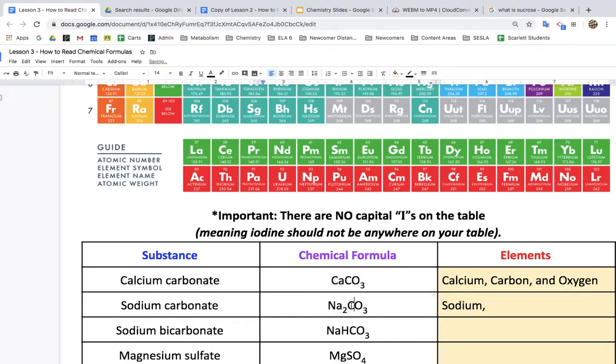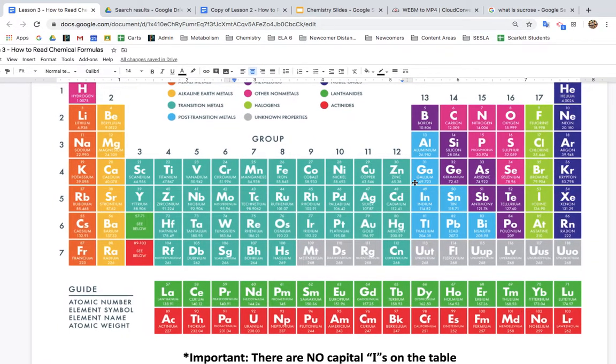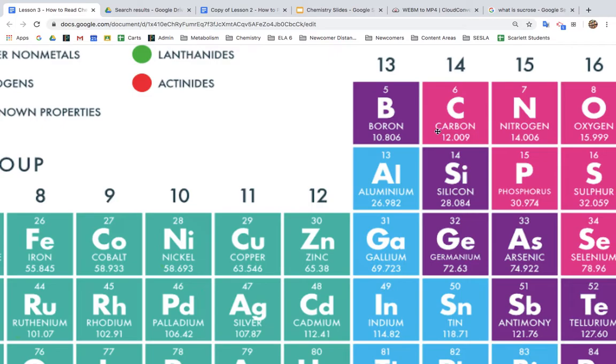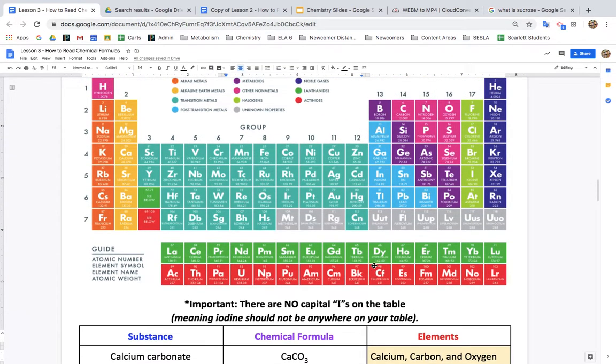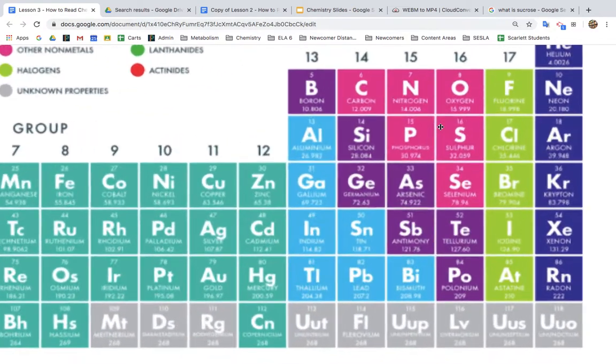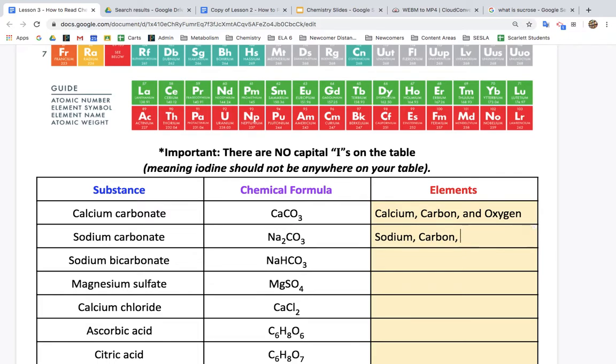Next, I see capital C, capital O. Because they're both capital, that tells me they're separate elements. So I'm going to start with the C. And I'm looking for C, and I see it here. And I can zoom in, and the name of that element is carbon. So that's my next one. Carbon. Next, I have O3. So I'm looking for an O, and I see it here. The O is oxygen. So next I'll write oxygen.